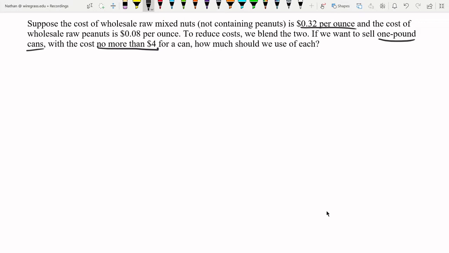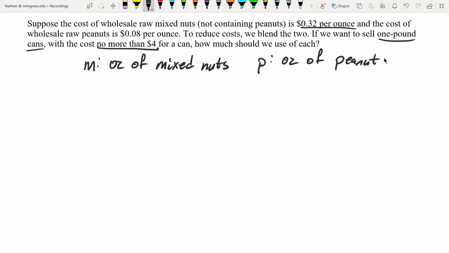So for a problem like this, we really need variables. You can't do much without variables. And so we ask, what do we want to know? Well, we want to know how many ounces of each, the raw mixed nuts and the raw peanuts, we should use. So I'm going to use the variable m to be the ounces of mixed nuts and p for the ounces of peanuts. And from here, now let's look at the information and see what we can do.